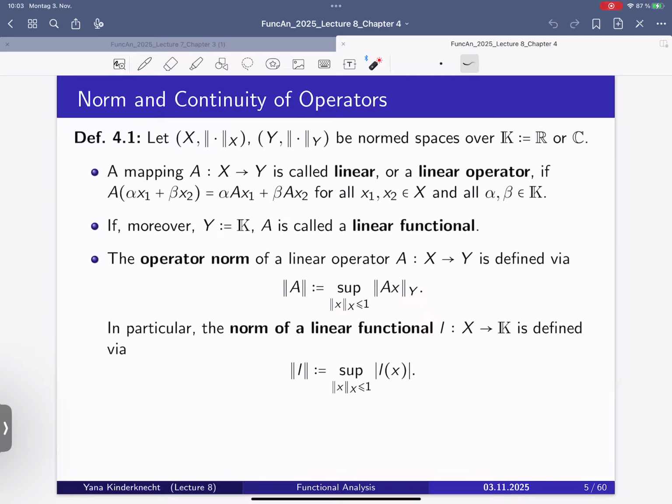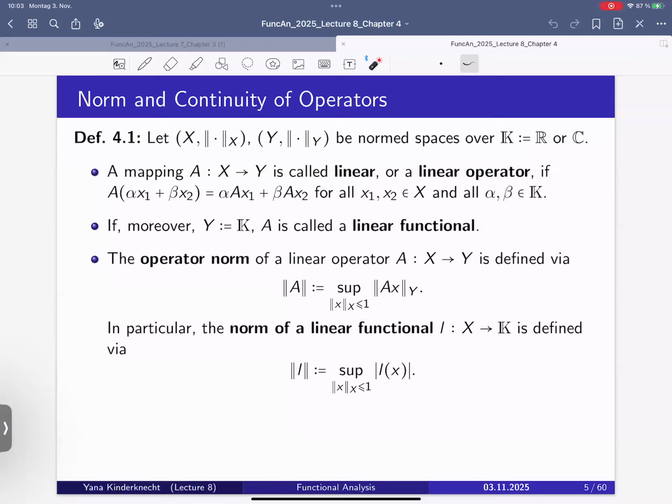In the same way, in this special case, we define the norm of a linear functional. It is again the same supremum, but now instead of the norm we have just an absolute value of the application of our functional to the point x from the closed unit ball. In both cases, the closed unit ball.